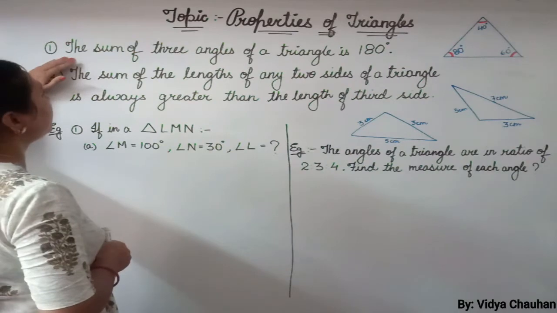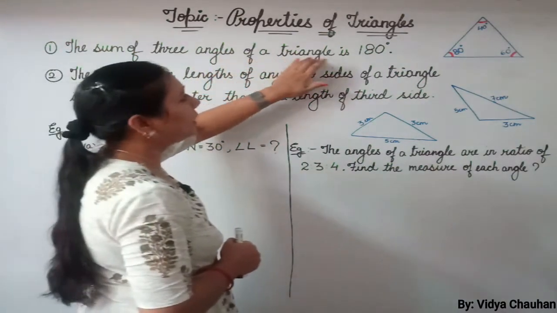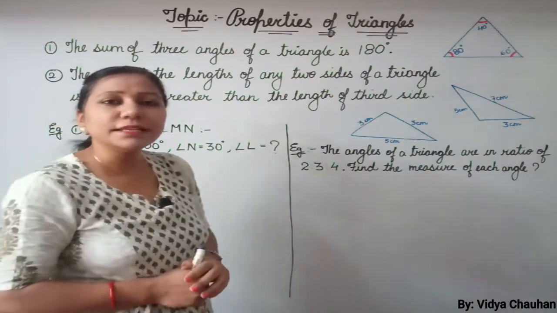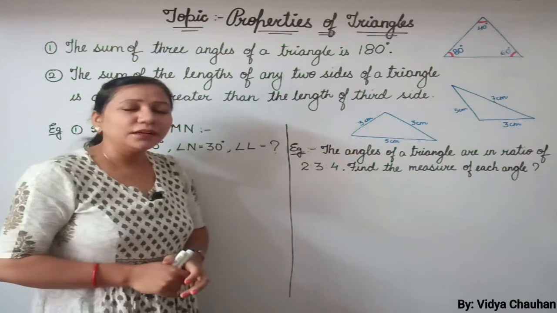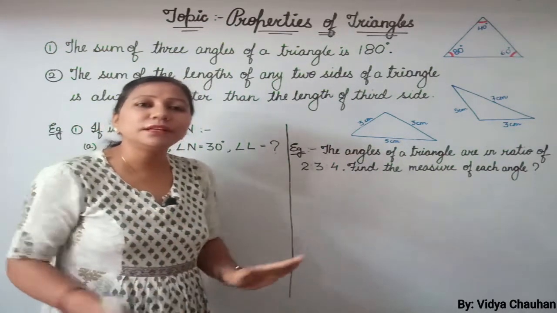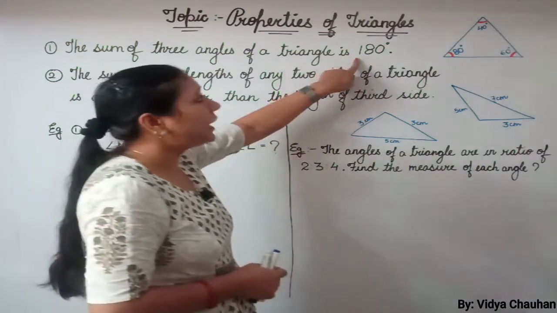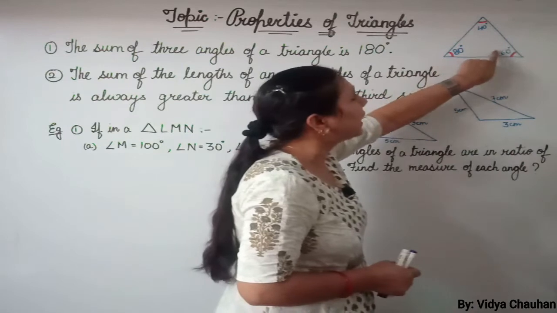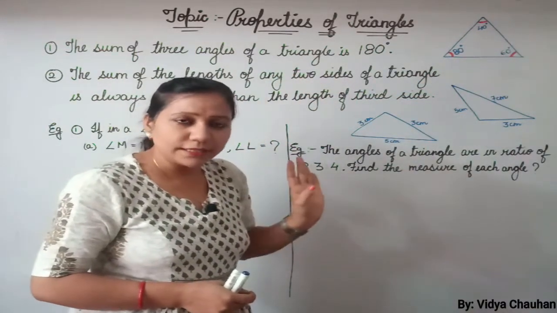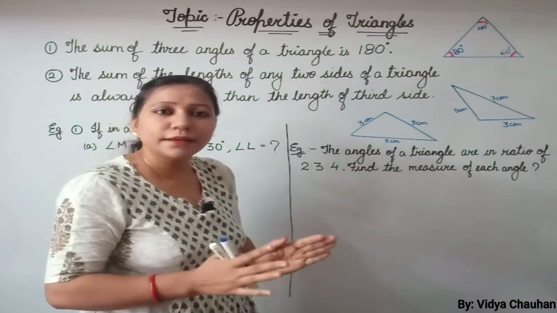The first property: the sum of three angles of a triangle is 180 degrees. The first property says that for any triangle, whatever the triangle is, whether it is equilateral, acute angle, or right angle, any type of triangle, the sum of the three angles is always 180 degrees. Neither less than 180 nor more than 180. It will be exactly 180 degrees.